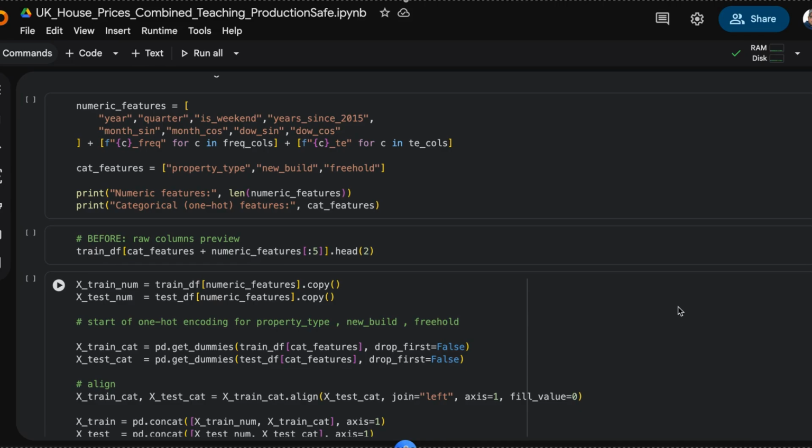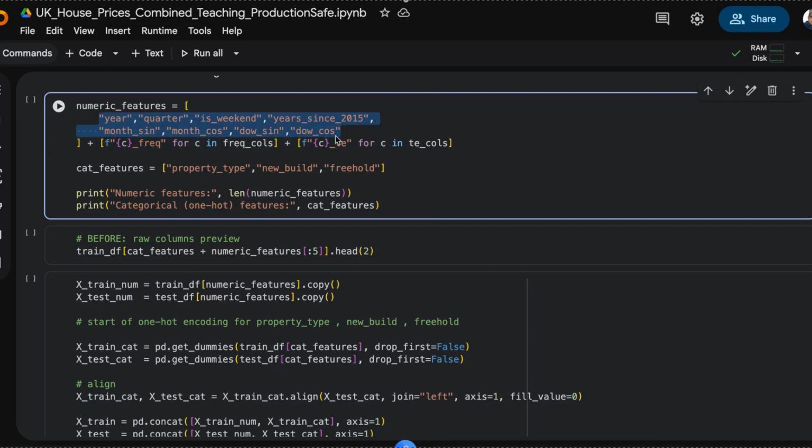This is where feature engineering transitions into modeling preparation. First, we define the numeric features we want to include. These include time-based features: year, quarter, is weekend, years since 2015, month sine, month cosine, and so on, frequency encoded features, and target encoded features. These are all numeric columns ready for modeling. Notice that the original raw categorical columns are not included here. Only their engineered numeric representations are used.